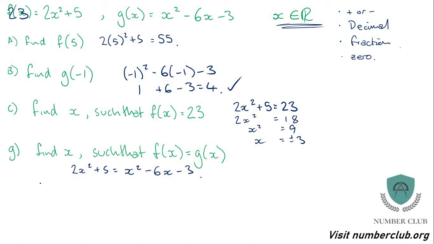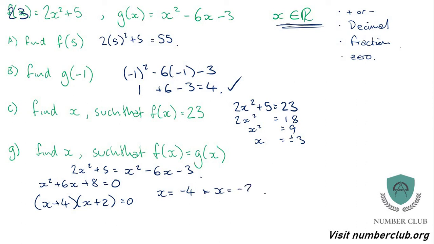So we're going to take x squared off each side. We're going to add on 6x onto each side. And we're going to add on 3 onto each side. You get that? Factorise. If you can't factorise, then use completing the square or the quadratic formula. And x equals negative 4 and x equals negative 2.